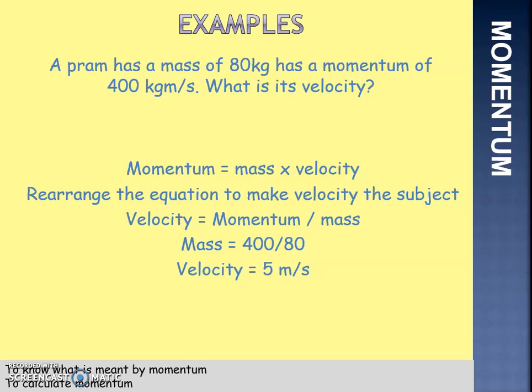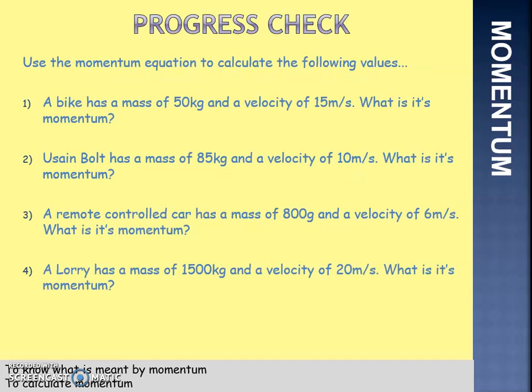So we need to rearrange the equation if we want to find velocity or mass. But for momentum, we just multiply the mass and velocity together. Okay, with that in mind, there's 4 questions for you to do there. Please pause the video and attempt those questions. Okay, question 1.